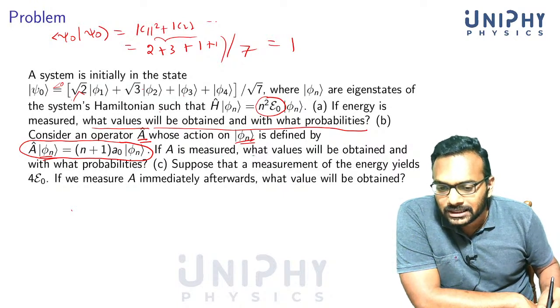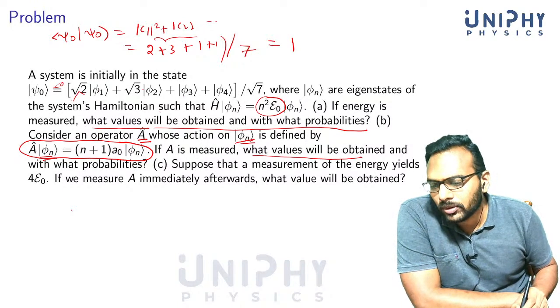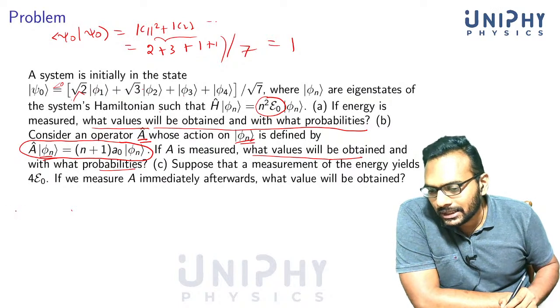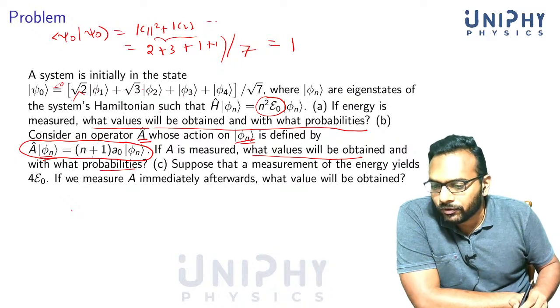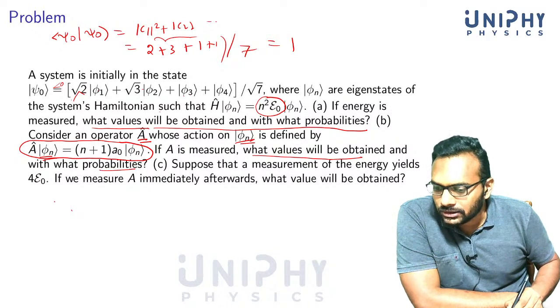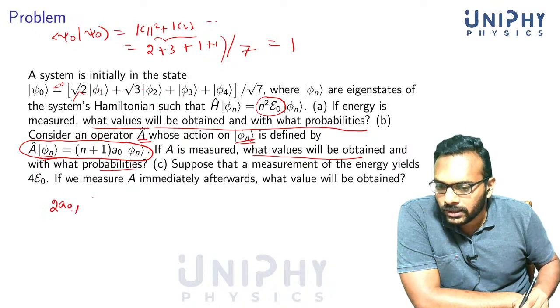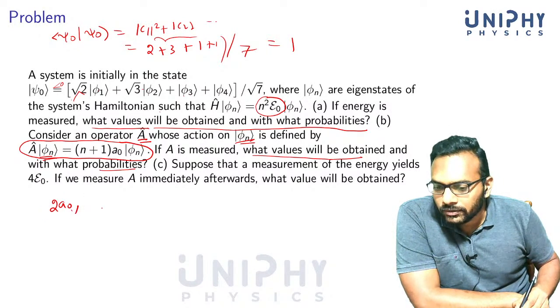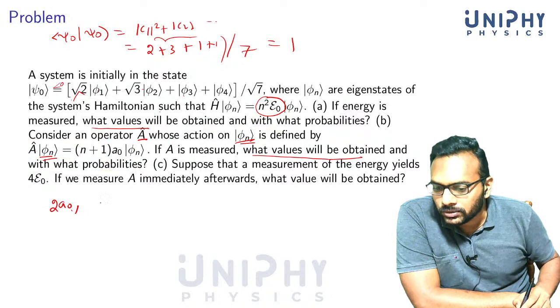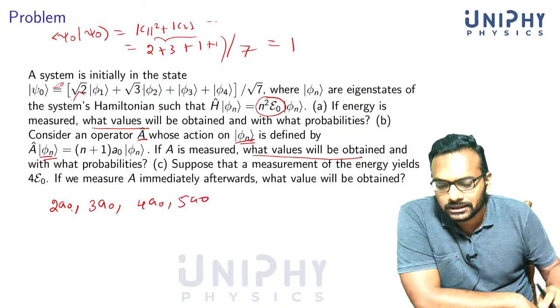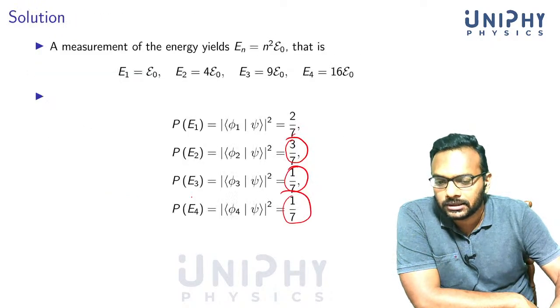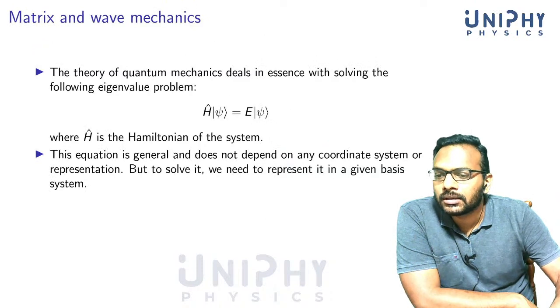If A is measured, what values will be obtained and with what probabilities? Again, that's not a very difficult thing. You know that the measured values will be the eigenvalues. For phi 1, n equal to 1, so it is 2 A0. For phi 2 you will have 2 plus 1, 3 A0, and then 4 A0 and 5 A0. These are the values that will be measured.